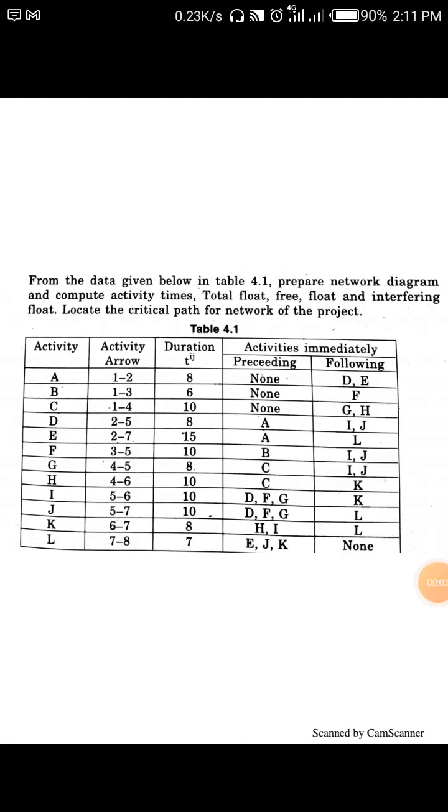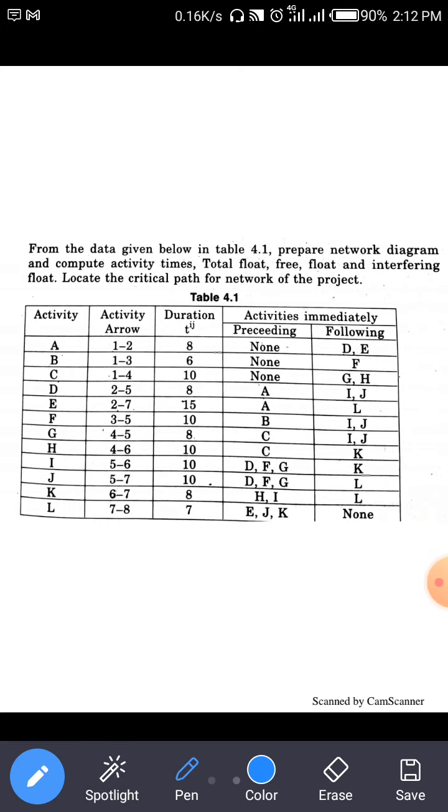Hello students, today we start an example of CPM, the critical path method. In a GTU examination this example is asked for 7 marks. Here the data is given in a table. From the table, prepare the network diagram, compute the activities' time, total float, free float, interfering float, etc., and locate the critical path of the project network.